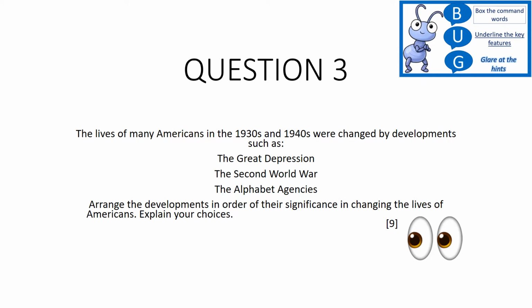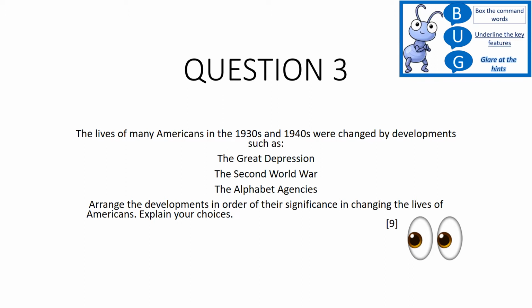So we've got: the lives of many Americans in the 1930s and 1940s were changed by developments such as the Great Depression, the Second World War, the alphabet agencies. Arrange the developments in order of their significance in changing the lives of Americans. Explain your choices for 9 marks.